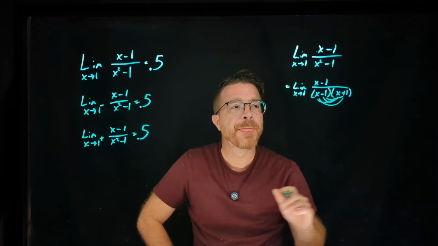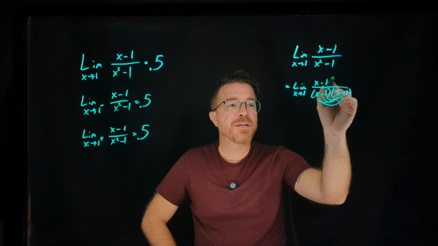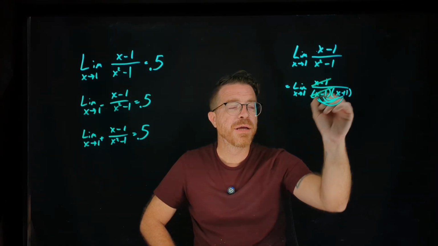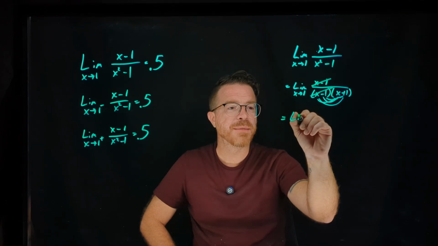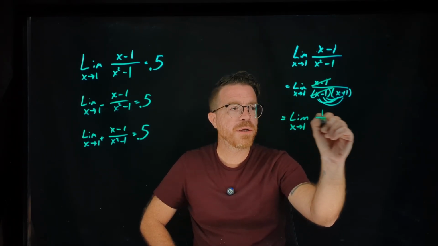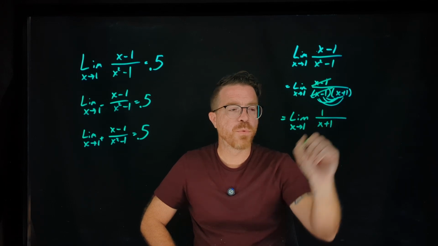So that looks good. Now in this case, because I have x minus 1 at the top and the bottom, the numerator and the denominator, I'm going to cancel these out, and I'm going to be left with the limit as x approaches 1 of 1 over x plus 1.